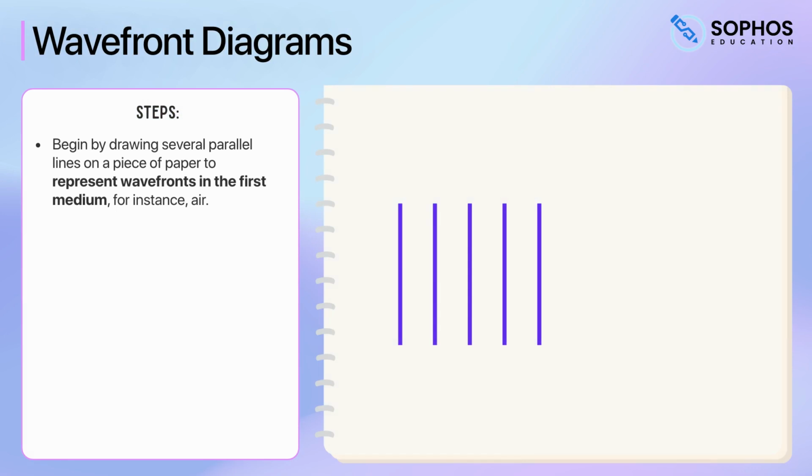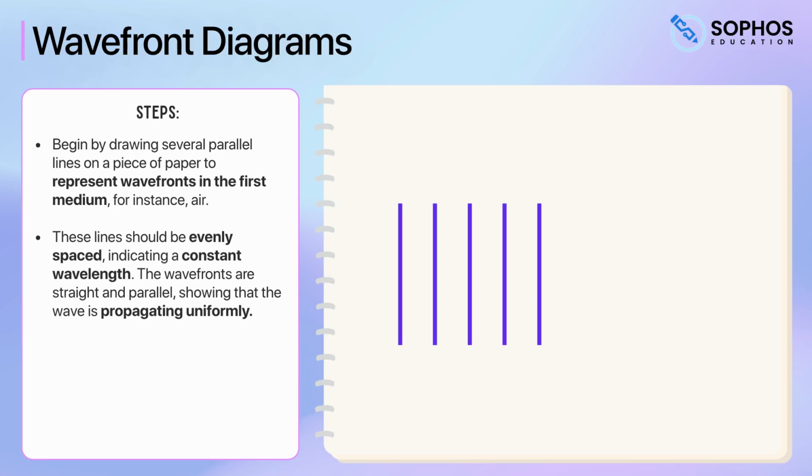Begin by drawing several parallel lines on a piece of paper to represent wavefronts in the first medium, for instance, air. These lines should be evenly spaced, indicating a constant wavelength. The wavefronts are straight and parallel, showing that the wave is propagating uniformly.